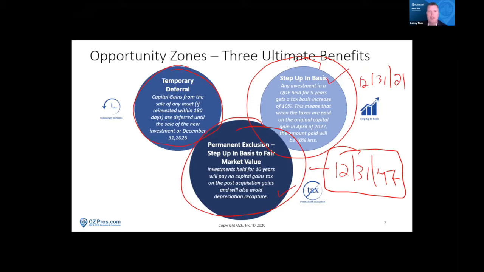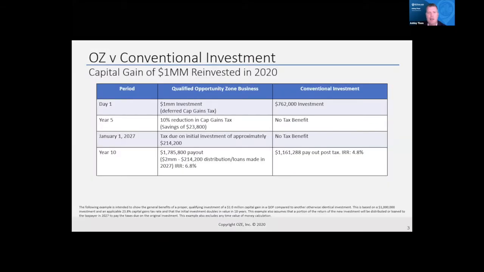I'm also going to talk about my magic wand in a second, about how I wish they would extend it to non-capital gains money too, so that we could see a massive influx of capital into the opportunity zones. So this is a side-by-side deal on a $1 million investment, and it assumes that your $1 million investment doubles in value over the course of 10 years.